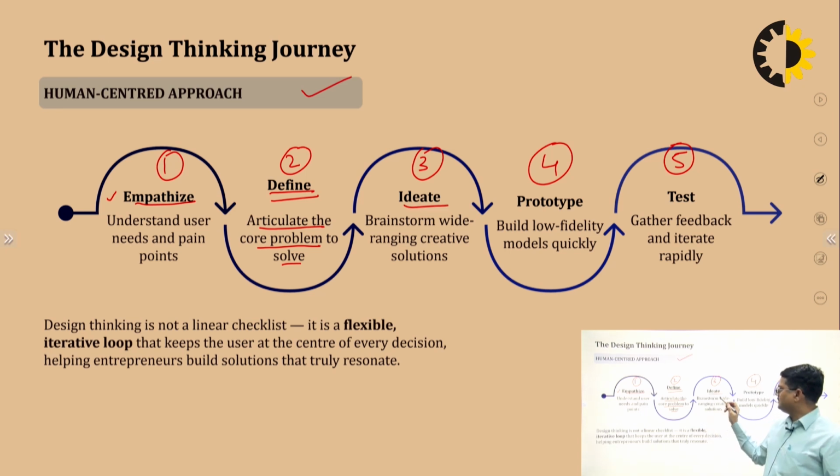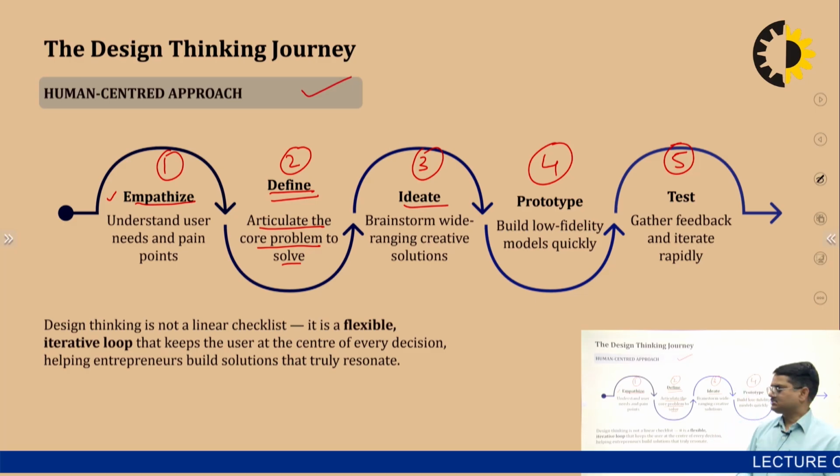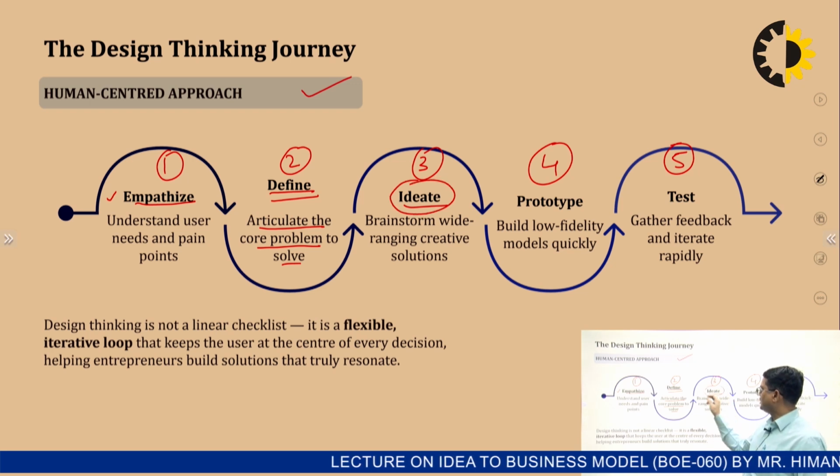Here we basically brainstorm wide-ranging creative solutions. We sit with our team and try to find out what the potential solutions may be, and out of those solutions we need to select one or maximum two. We can do iteration, but out of those many solutions, the ones we are going to use in solving that particular problem, that is the ideation stage of design thinking.